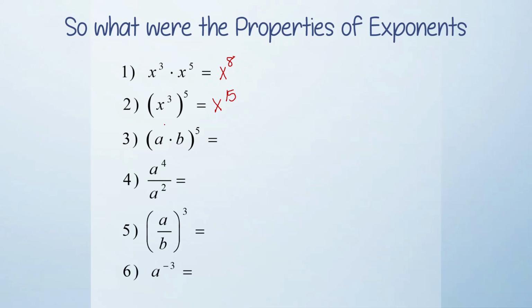When I had a product to a power, we kind of almost distributed that power to each piece in there, and then multiplied our exponents if we had any to multiply. So that would be a to the 5th, because 1 times 5, and then b to the 5th. If I had the same base on top of one another, dividing them, I subtracted my powers, right? So I'd get a to the 2nd. If I had a quotient to a power, just like when we had a product to a power, we distributed. So I would have a cubed over b cubed.